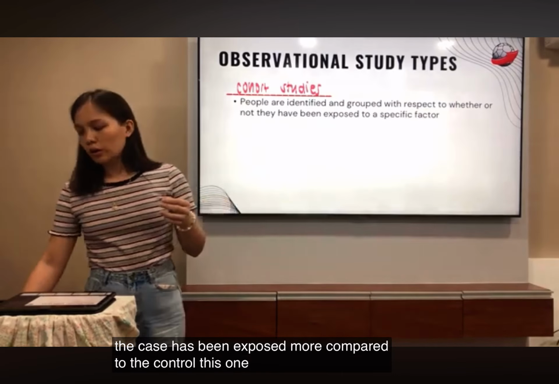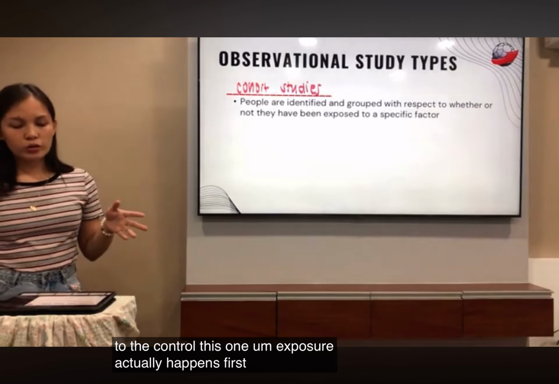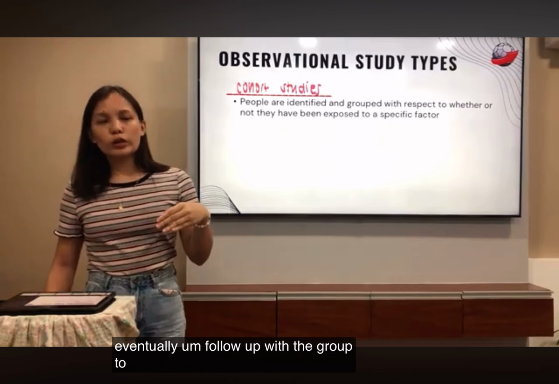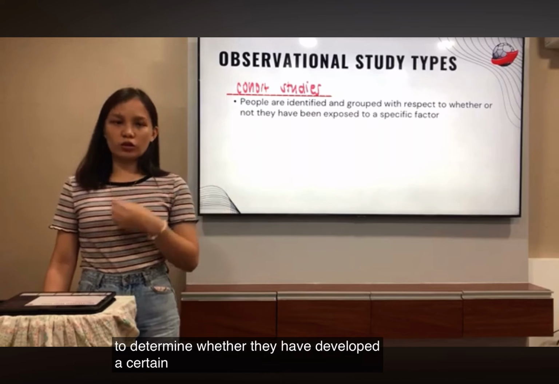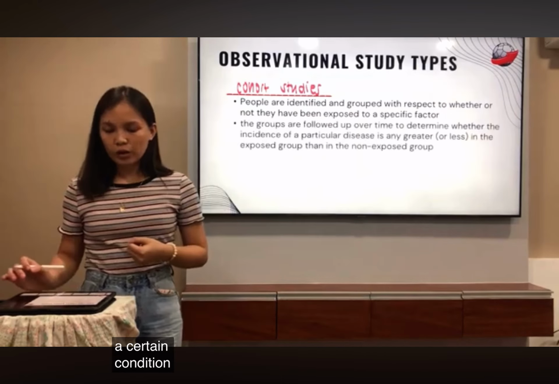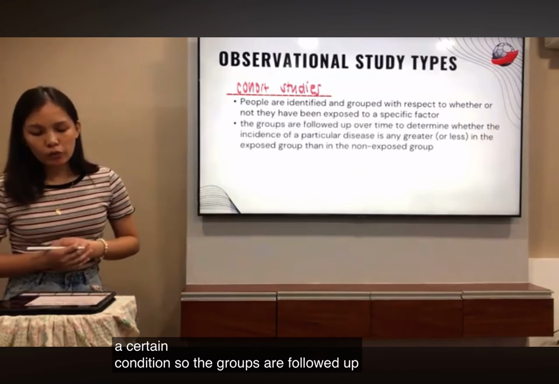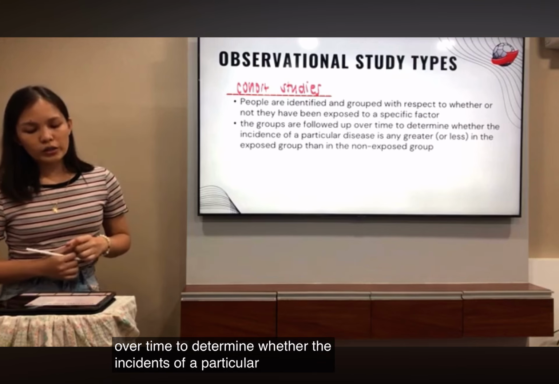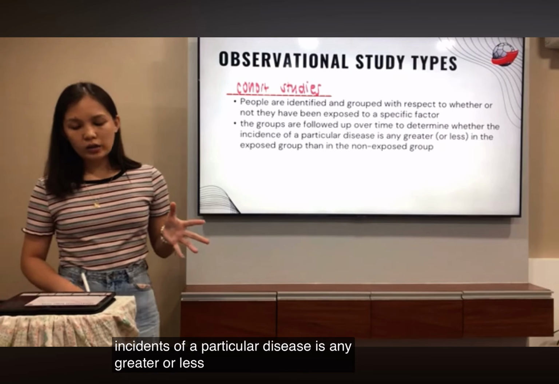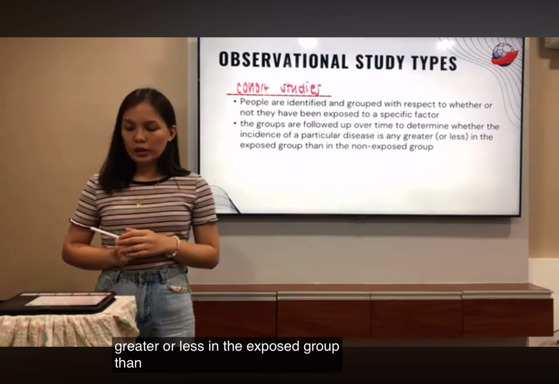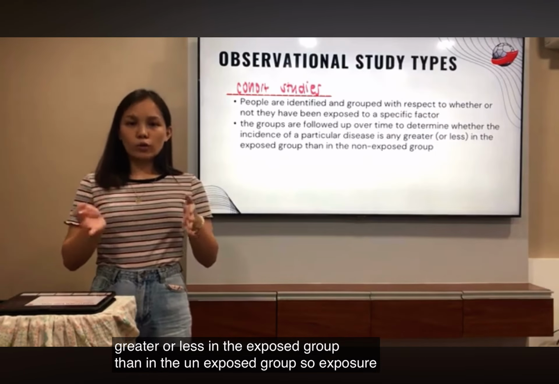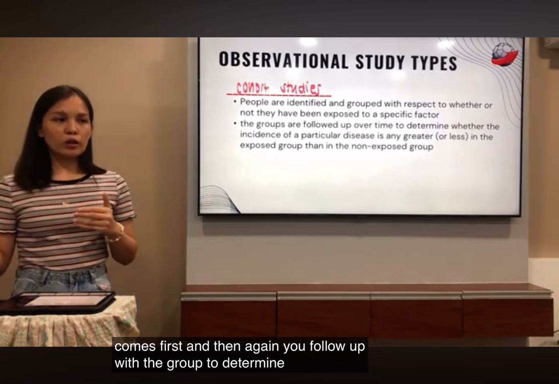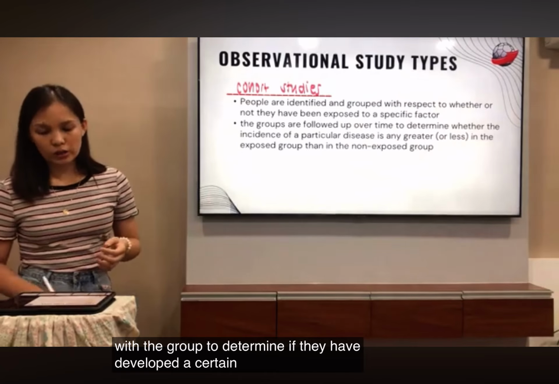In this one, exposure actually happens first, and then you eventually follow up with the group to determine whether they have developed a certain condition. So the groups are followed up over time to determine whether the incidence of a particular disease is any greater or less in the exposed group than in the non-exposed group. So exposure comes first, and then again you follow up with the group to determine if they have developed a certain disease.